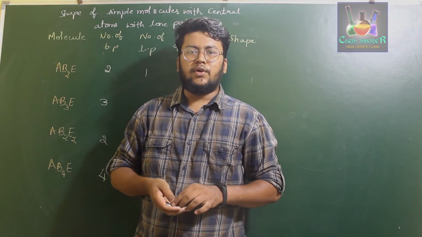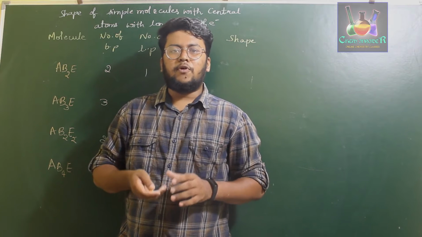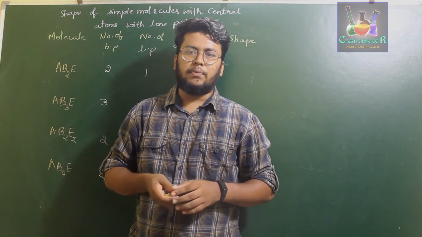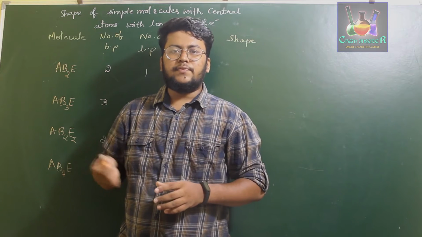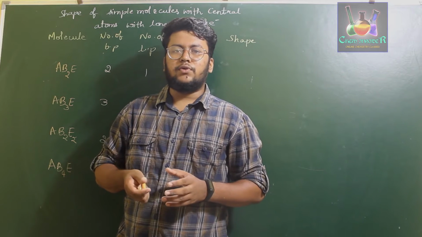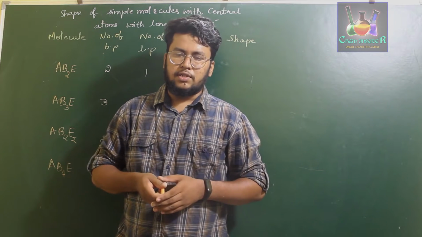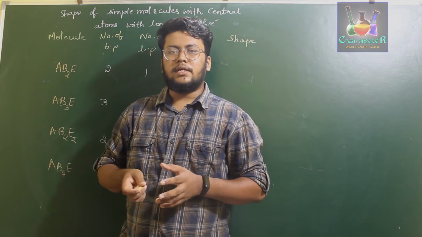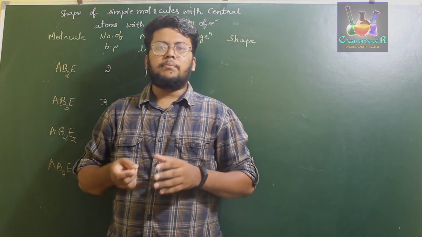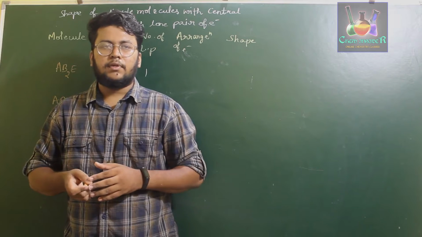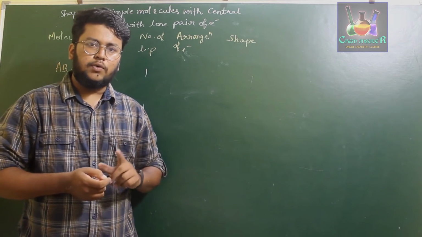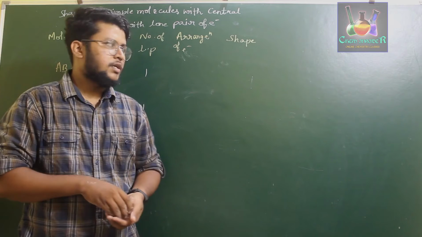In today's video we are going to learn about the shape of molecules in which the central atom has at least one lone pair of electrons. In the previous video we learnt about the shape of molecules which had no lone pair of electrons, and all that because of the electron pairs present in the valence shell and the repulsion between those electron pairs.